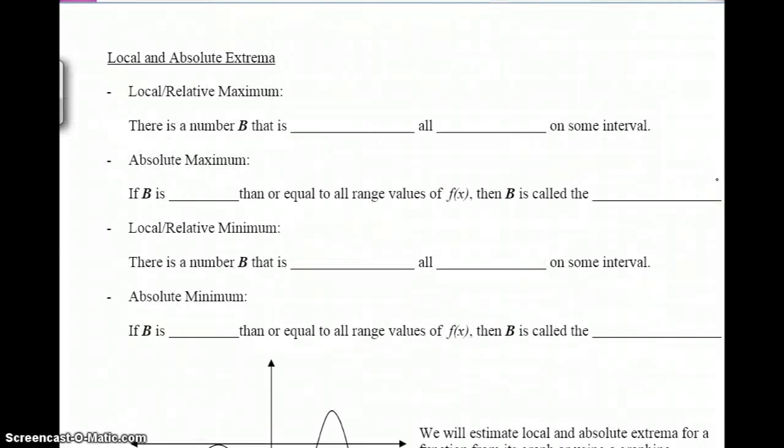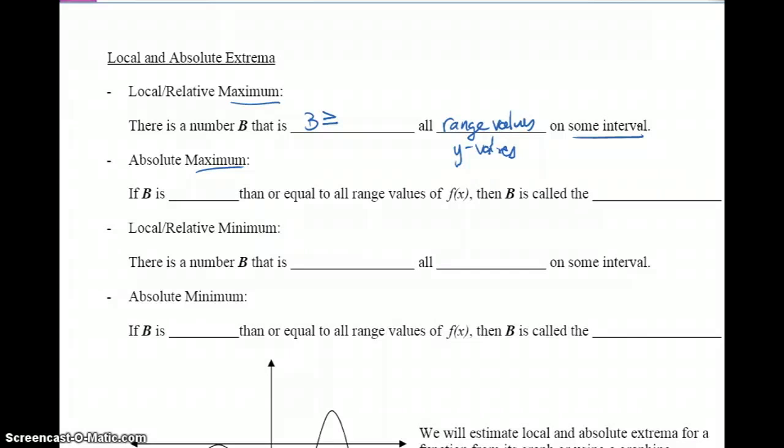The next thing that we're going to talk about is extrema. Extrema deals with mins and maxes, extremes or maxima. So max and min we generally call extrema. A local or relative maximum is a number b that is greater than or equal to all the range values, or the y values, on some interval. It's a small area, not the entire range, but just some of them.